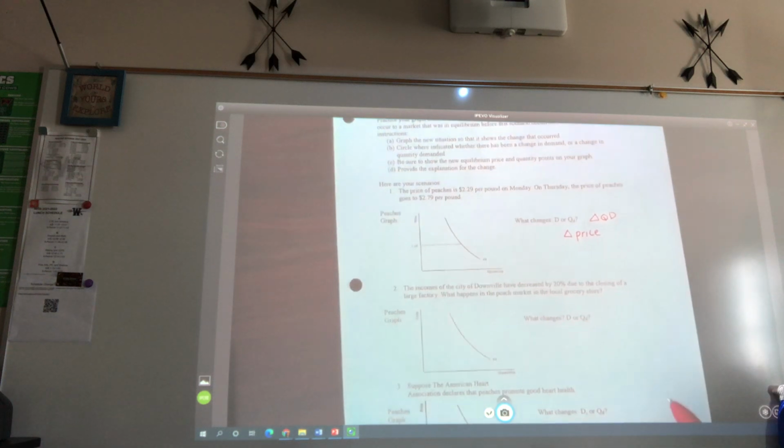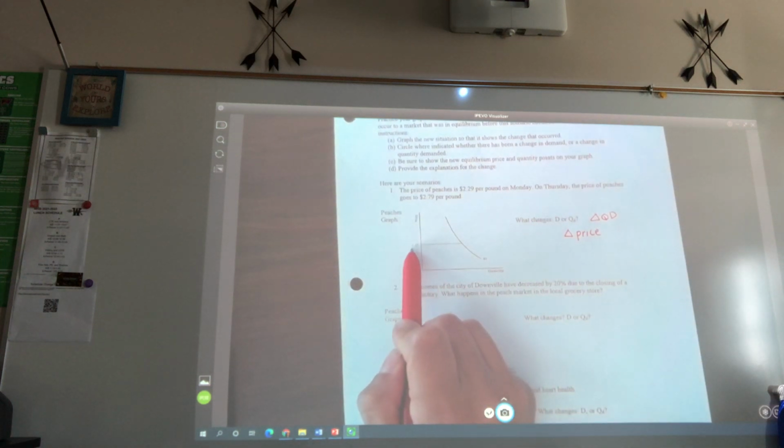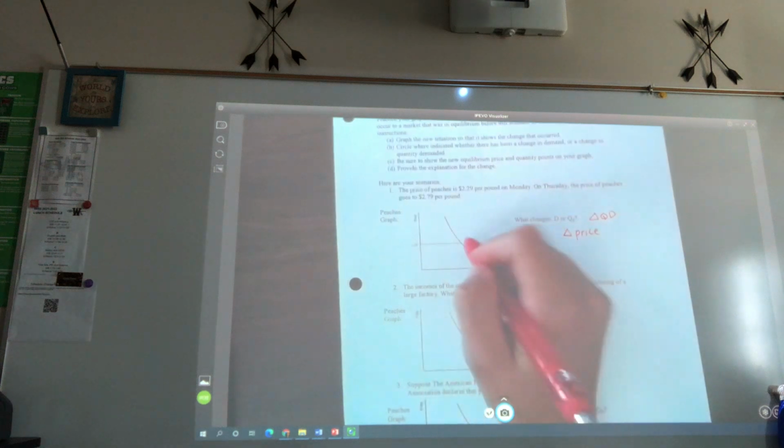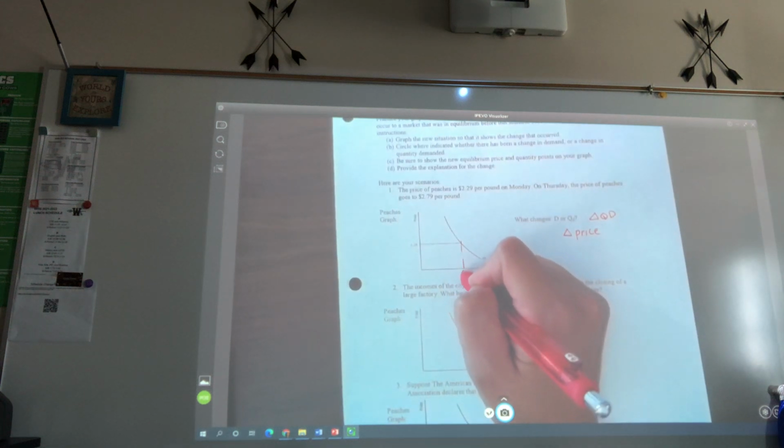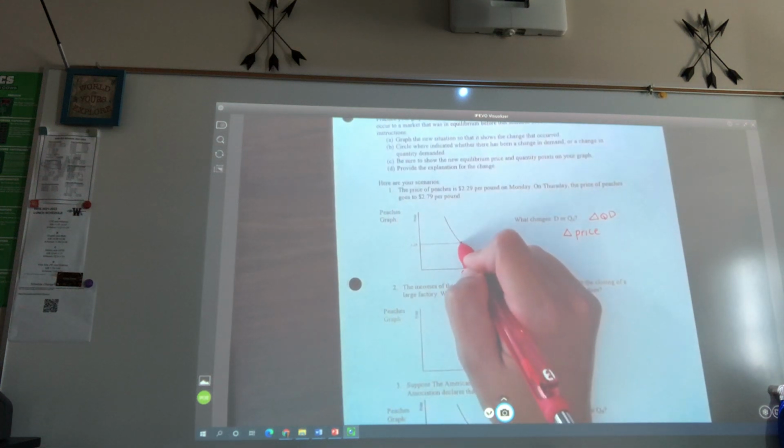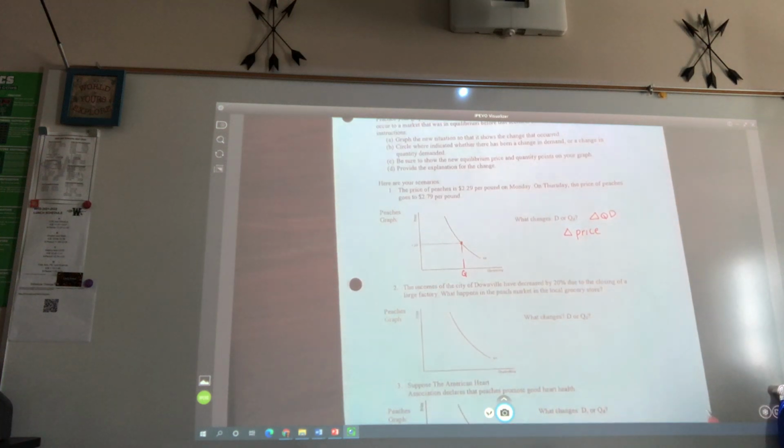So if I were to graph this out, I already have something here. Do you see how it says 229? And at 229, it intersects here, and this is my quantity, right? But now, what is some other information I have to add to this chart? The other price and the other quantity.